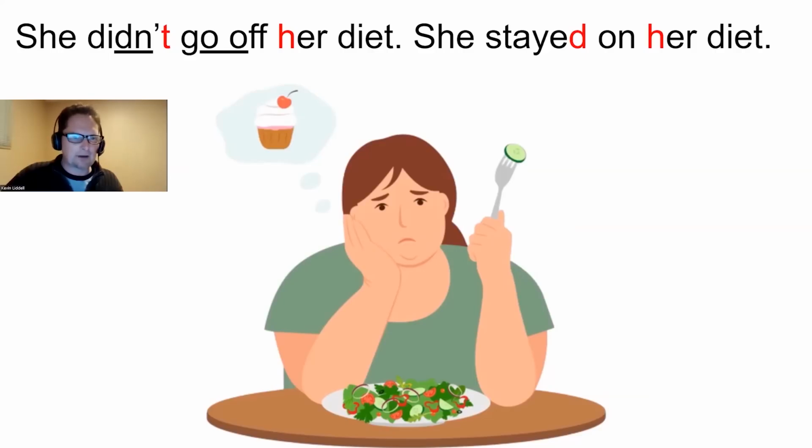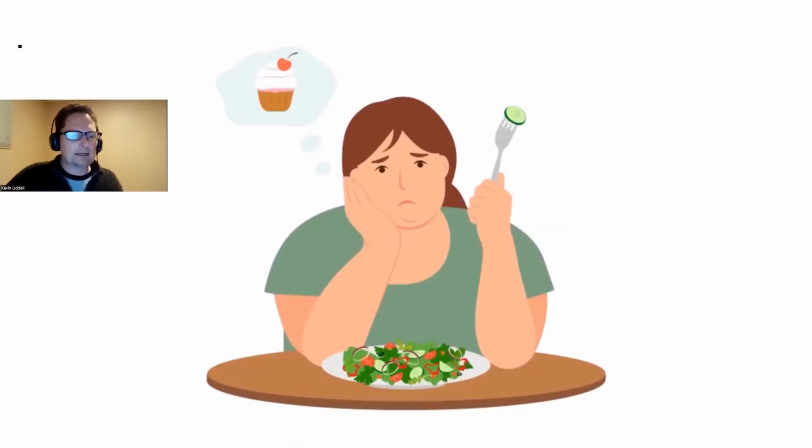Is she happy on her diet? No, she's not happy on her diet. But she didn't go off her diet. She stayed on her diet. Let's practice. Did she go off her diet? That's right. She didn't go off her diet. Did she stay on her diet? That's right. She stayed on her diet.